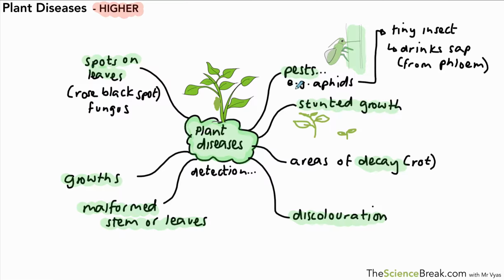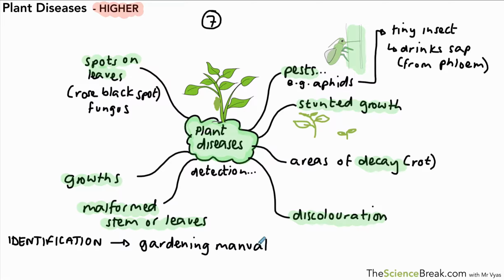And the next question is, well, once we suspect or see one of those or more of those 7 ways in which a plant could be infected with a disease, what do we do about it? Well, there are 3 main things in terms of identification of what the issue might be, and this is on the higher tier. It's quite interesting that it's on the higher tier because I'm not really sure it's that demanding. However, the 3 methods are that firstly, you could check with a gardening manual. So if you're not sure what the disease is, you can look in a gardening manual to look at the symptoms and then possibly identify it.